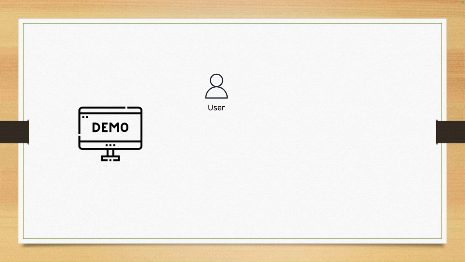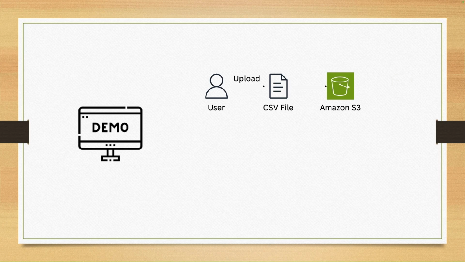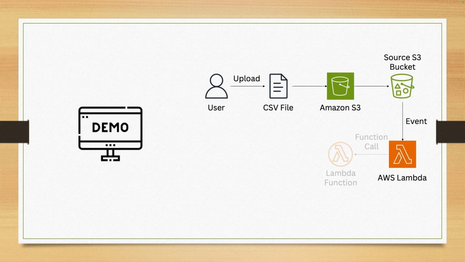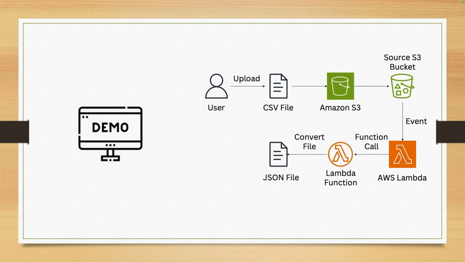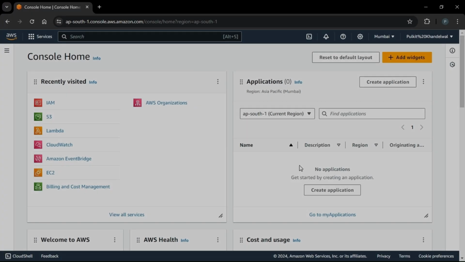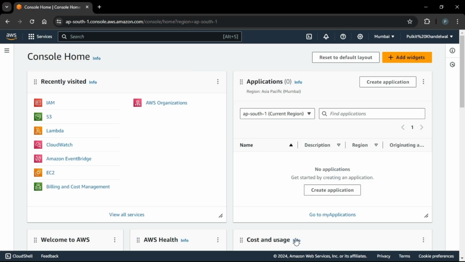In this demo, we will showcase an automated CSV to JSON file conversion process, automated with the help of AWS Lambda. When a CSV file is uploaded to the source S3 bucket, an event triggers a Lambda function to process the file. This function transforms the CSV data into a JSON and stores the resulting file in the designated target S3 bucket. So, let's have a look at our demo.